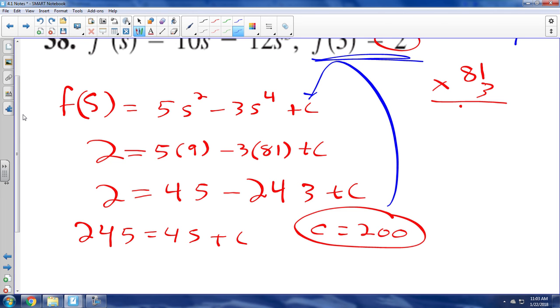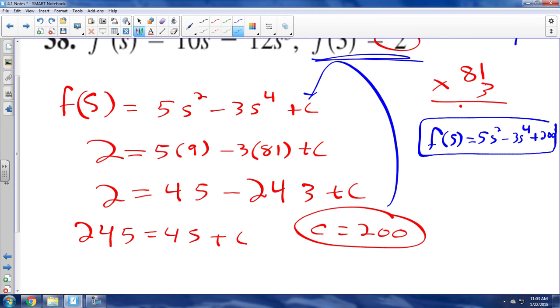So that means the solution is 5s squared minus 3s to the 4th plus 200. And that is a particular or an exact solution. So a general solution is when you have the plus c. This is your general solution. It's a general answer, but we don't know if it really pertains to this situation. And this is situational. This is an exact or particular solution.